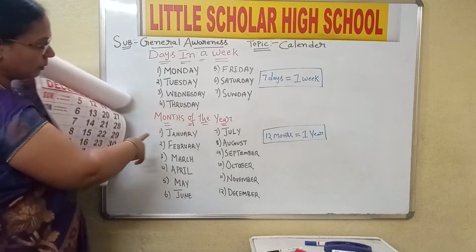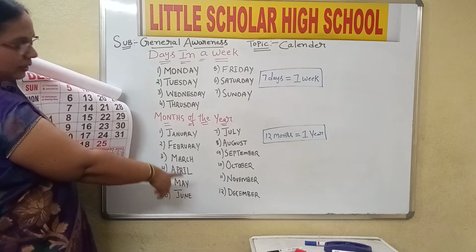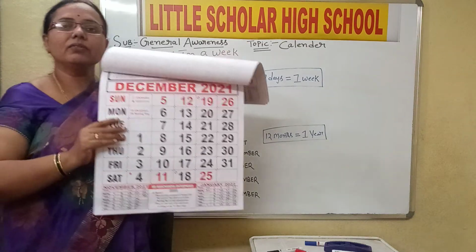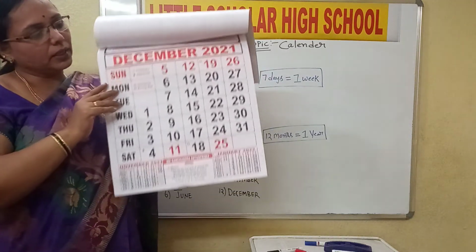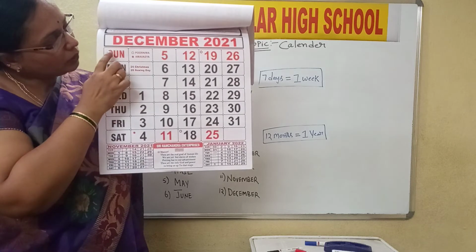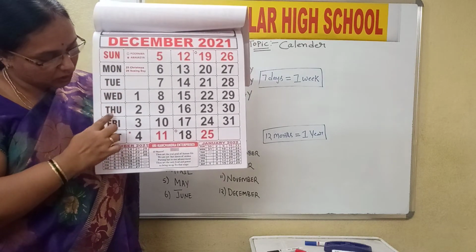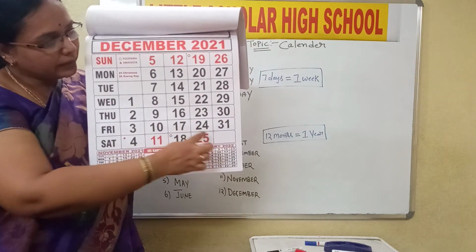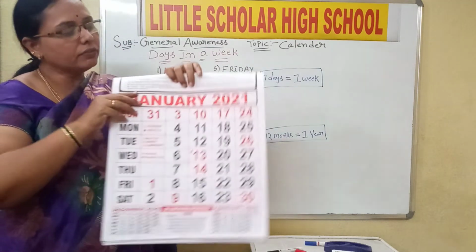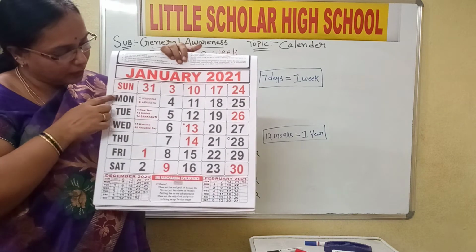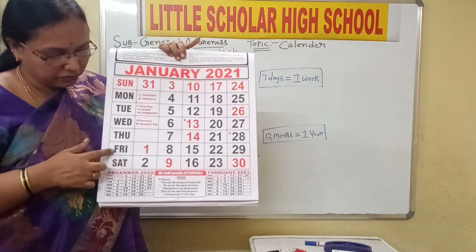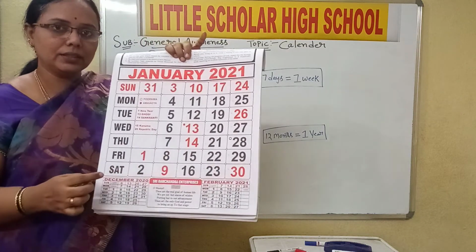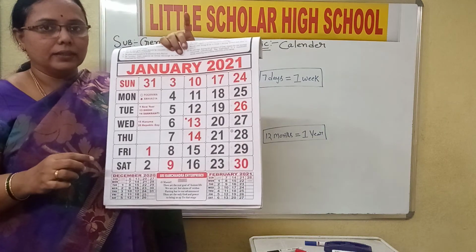We got all the months here. Yes, we got all 12 months in the calendar. And see, in the month of December also, Sunday, Monday, Tuesday, Wednesday, Thursday, Friday and Saturday is there, and we have all the dates also. Same in the month of January also, we have all the days and all the dates, isn't it? So this is how a calendar looks.